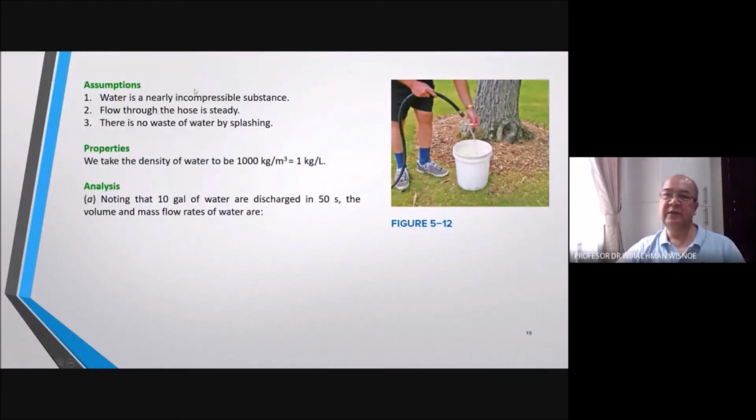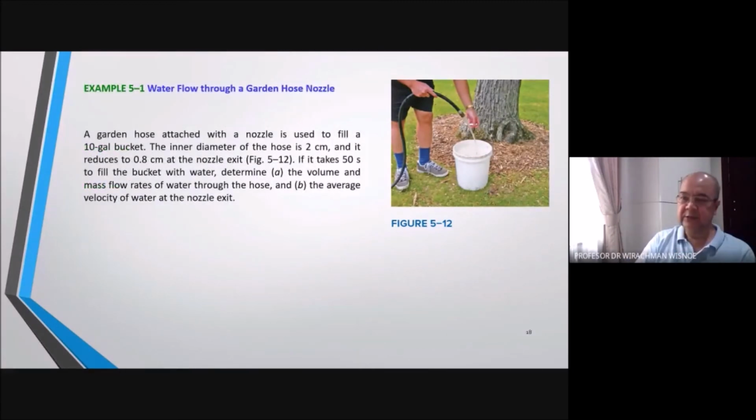For this case, we are going to put assumptions. Water is a nearly incompressible substance. Flow through the hose is steady. There is no waste of water by splashing. For the property, we take the density of water as 1000 kilogram per meter cube, equivalent to 1 kilogram per liter. So now for the first question, this is the system.